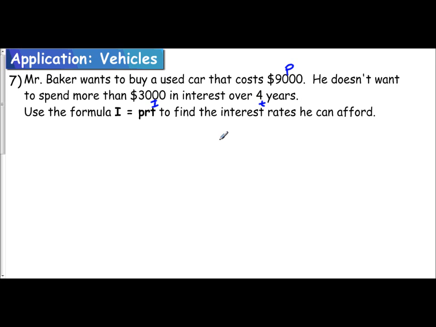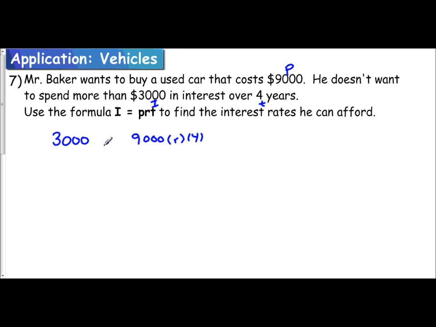So he doesn't want to spend more than 3,000. So when we set up what we know, 3,000, we know 9,000. We're trying to find our rate, and our time is 4. So the inequality symbol that goes between these is based off the statement, he doesn't want to spend more than $3,000, which means the amount he spends is going to have to be less than or equal to 3,000.